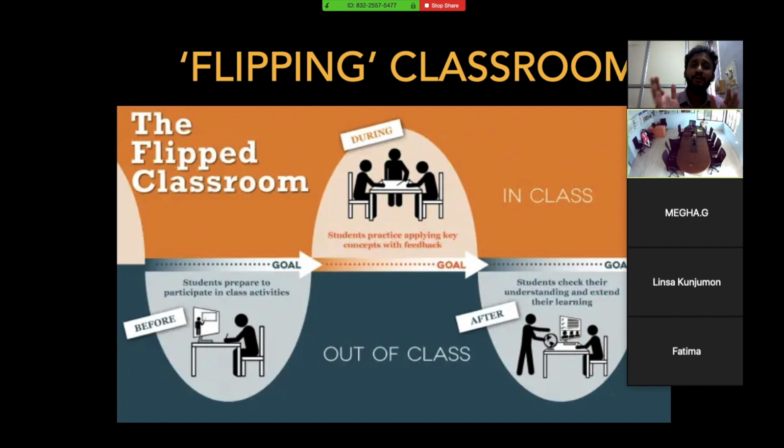They will take some time to prepare for that and come. And in the classroom, it is all about application. It is all about applying the learned principles. So there is no teaching, just application. And after the class, they go back to homes or their hostels, they re-evaluate, they learn themselves.